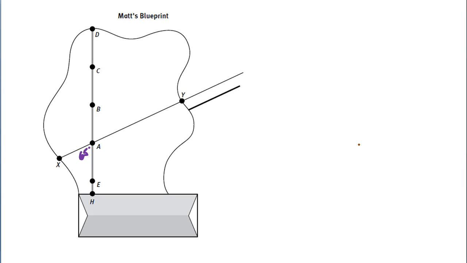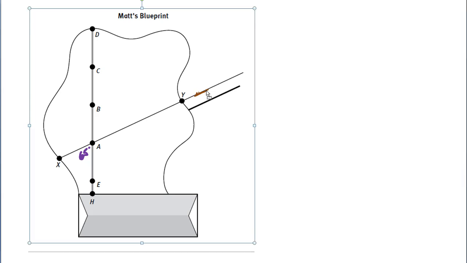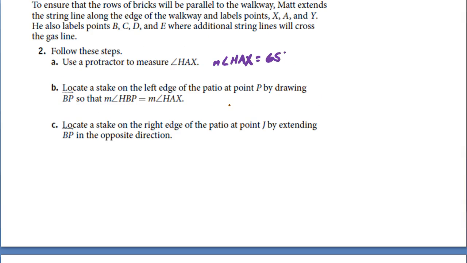So let me show you that drawing. So here was the walkway, and then a string line is extended along the same direction as the walkway. Here was the gas line running vertically, and then through these other dots, we want to put additional string lines that all turn out to be perfectly parallel to this walkway.